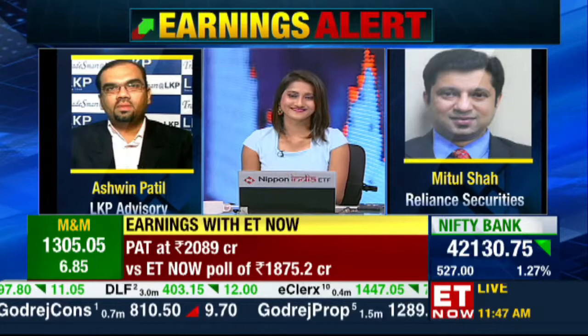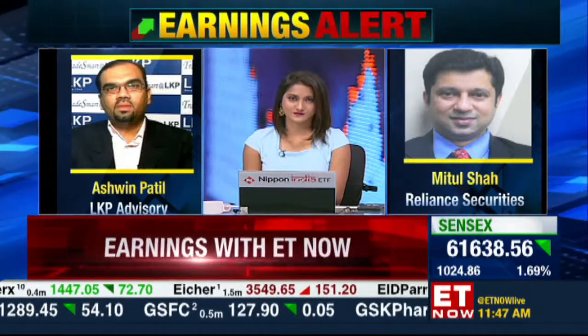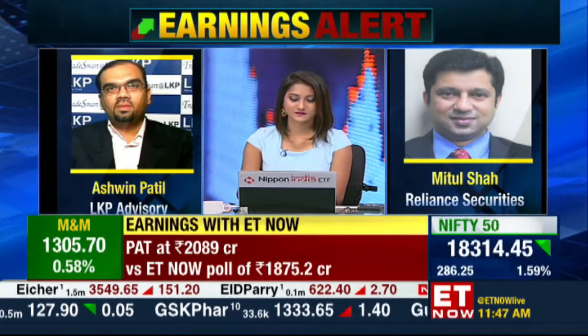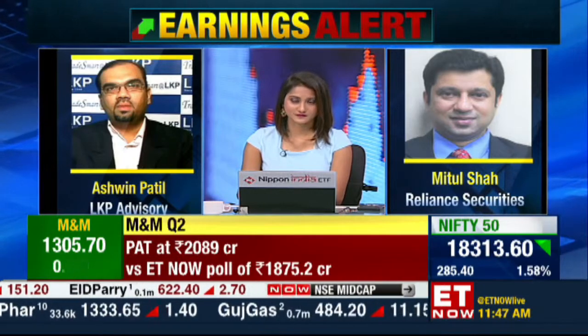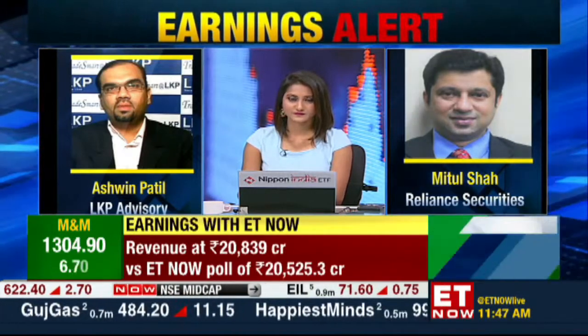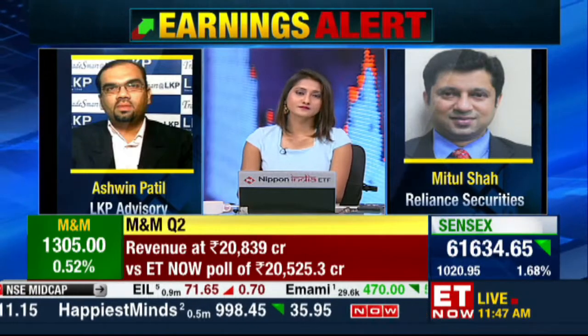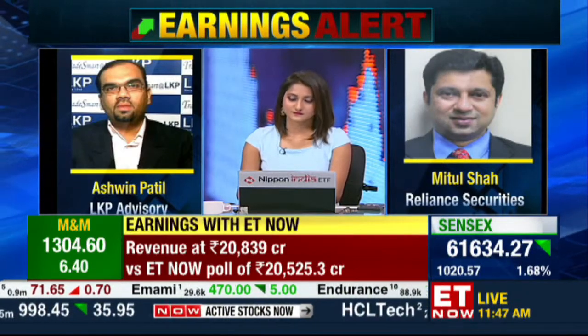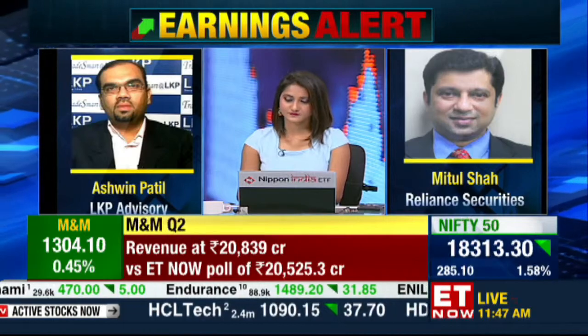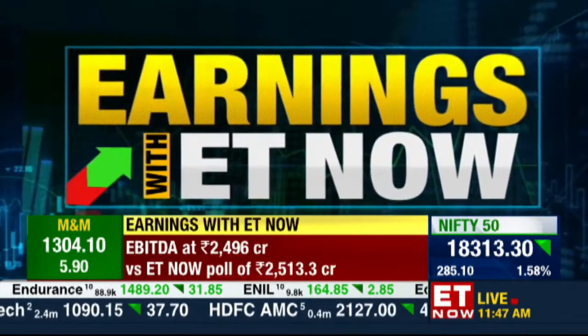I think it was a good set of numbers from Mahindra and Mahindra this time, with both of its segments, that is automotive as well as farm equipment segments. Both of them have done well in this particular quarter. And we know that the second quarter is a good quarter for the farm equipment, with the monsoons being there, and tractor sales also happening well.